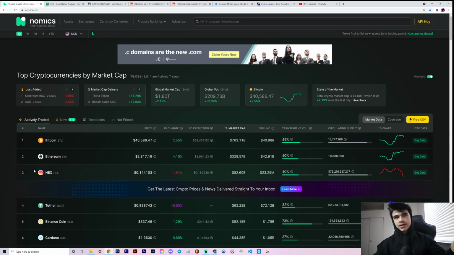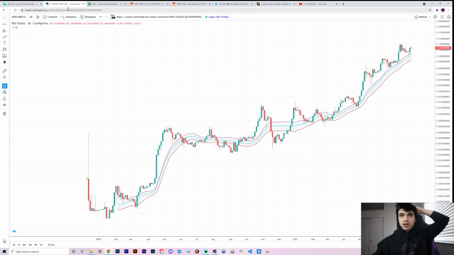So here we are sitting pretty at number 3 cryptocurrency by market cap as measured by nomics.com. Allegedly the most transparent crypto data ranking site out there right now. So shout out to Nomics. Now, we all know and love that. Awesome. I like this chart on CoinTrader Pro, actually.